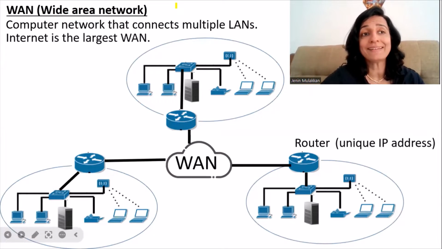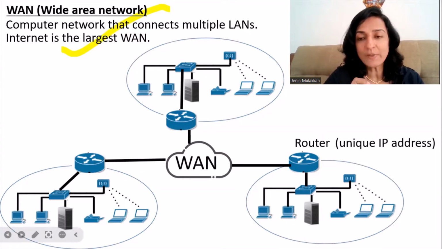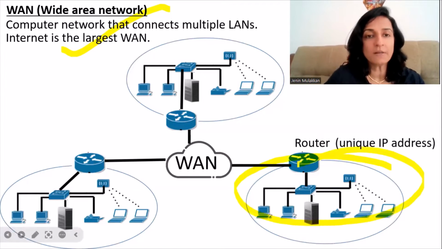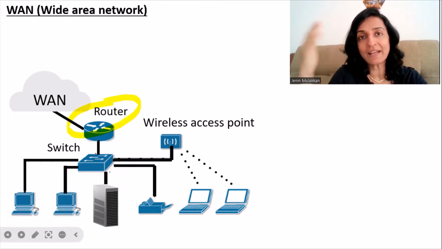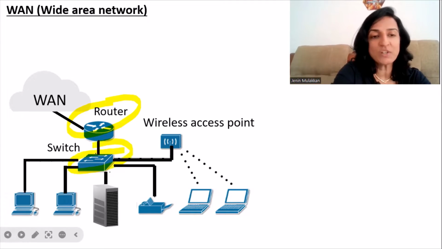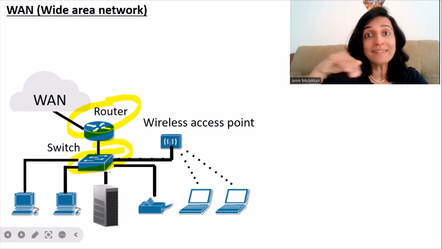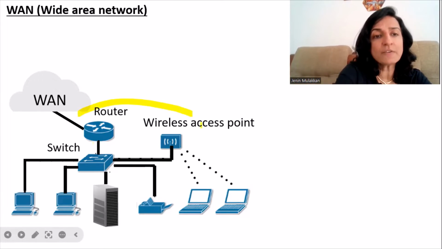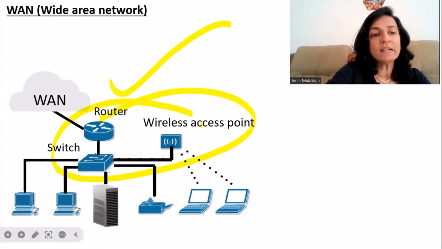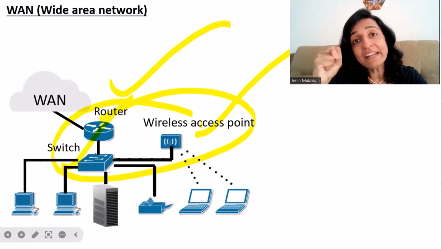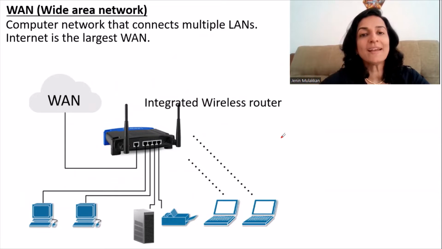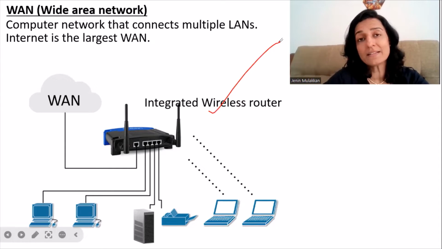Now we all know that the internet is the largest WAN. Now, in this picture, let me just zoom in. In this case, what did I explain? There was a router which manages the traffic between the networks. And there is a switch which manages the data flows within the LAN, or within the internal network. But nowadays, the functions of all these three, that is the router, the switch, and the wireless access point, are integrated into one device. And this is known as the integrated wireless router.